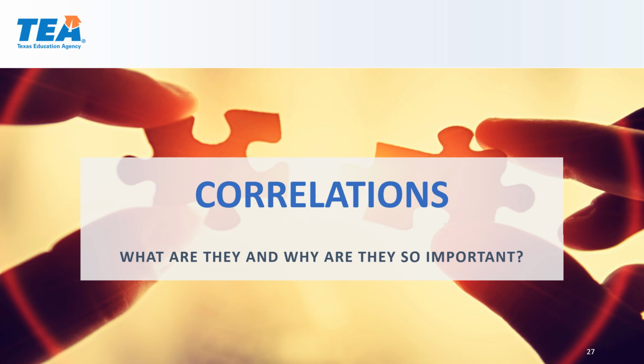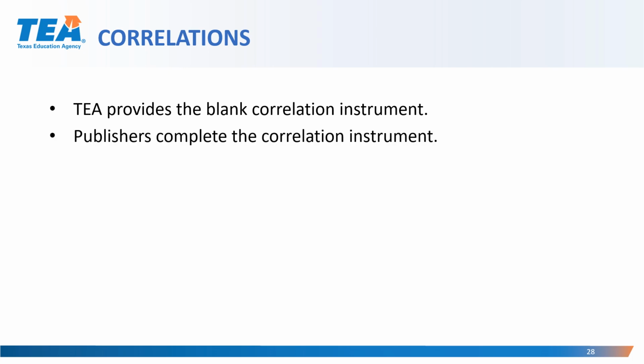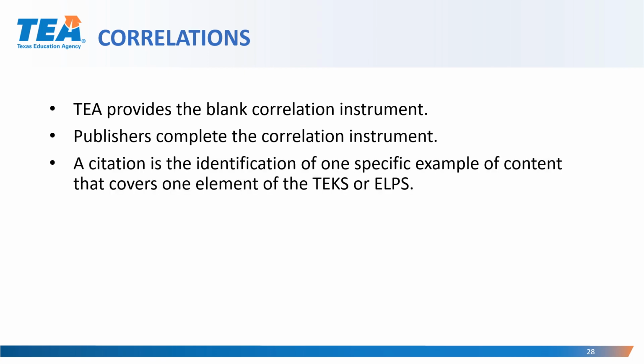I have mentioned correlations a couple of times already, but now I'll explain exactly what they are and why they are so important. TEA uses the breakouts to create correlation instruments and sends them to publishers. Publishers complete those correlation instruments by entering citations. A citation is one specific example of content that covers one element of the TEKS or ELPS, which is called what? Since this is pre-recorded, I can't actually hear you, but I hope that you were screaming, breakout!